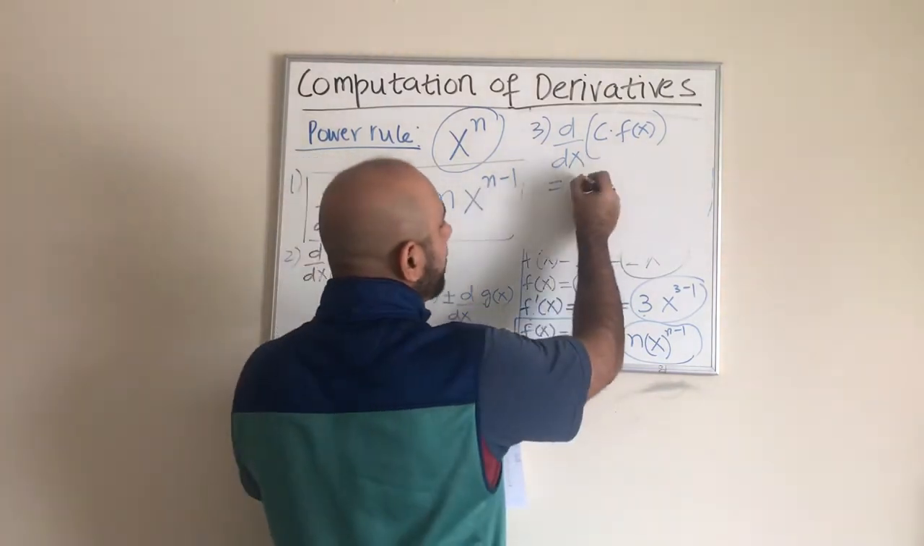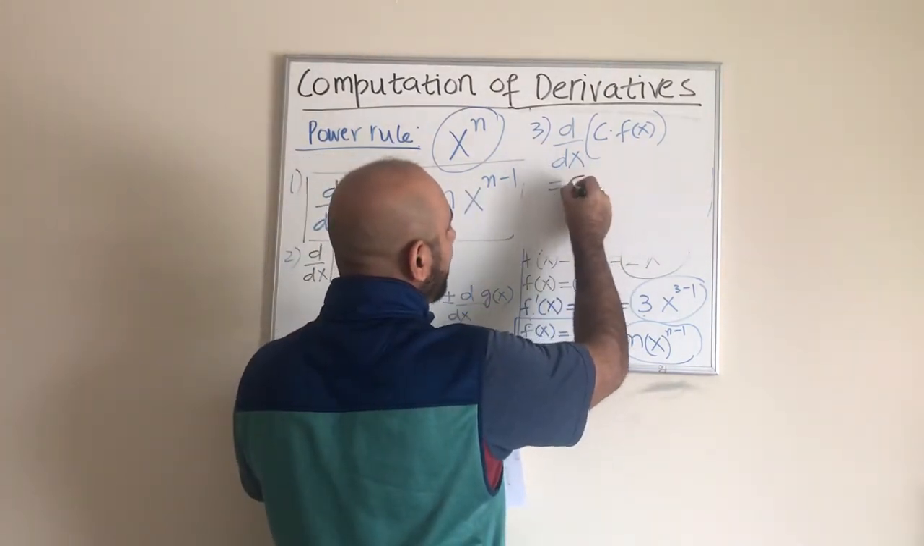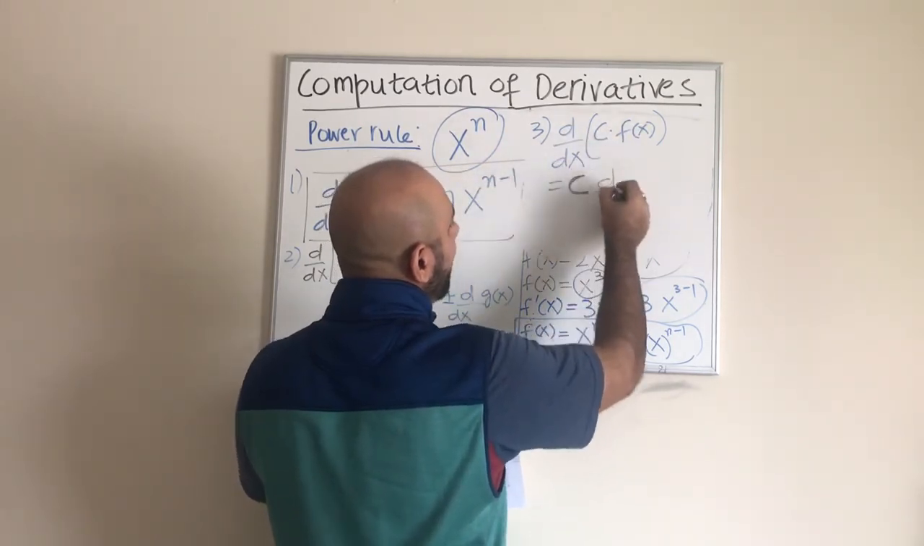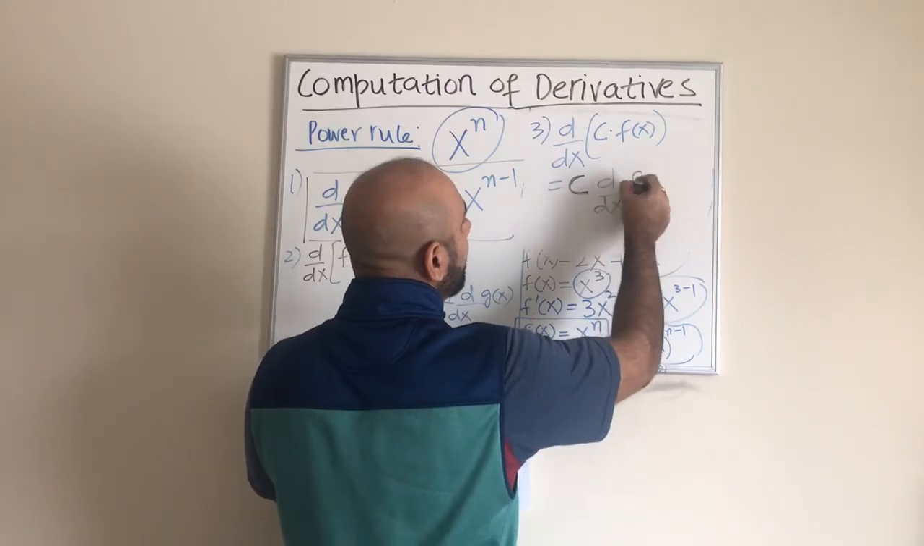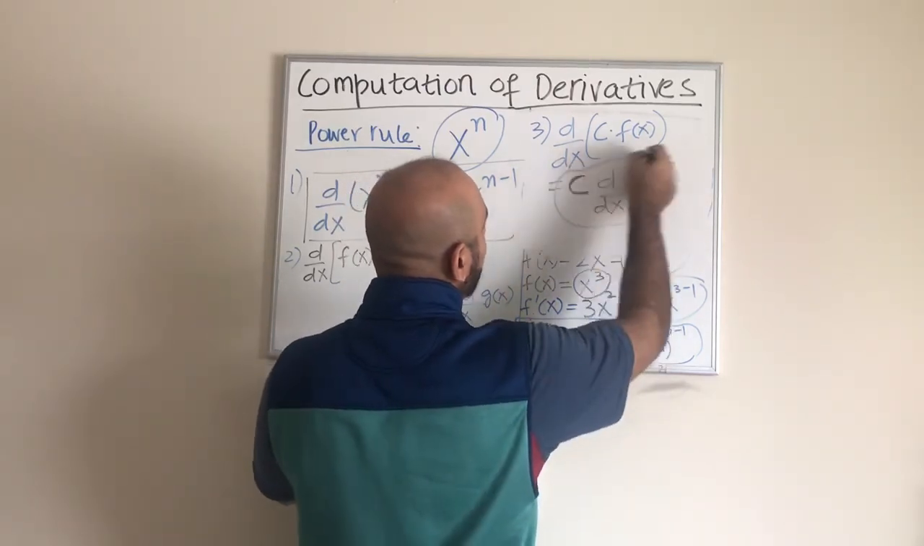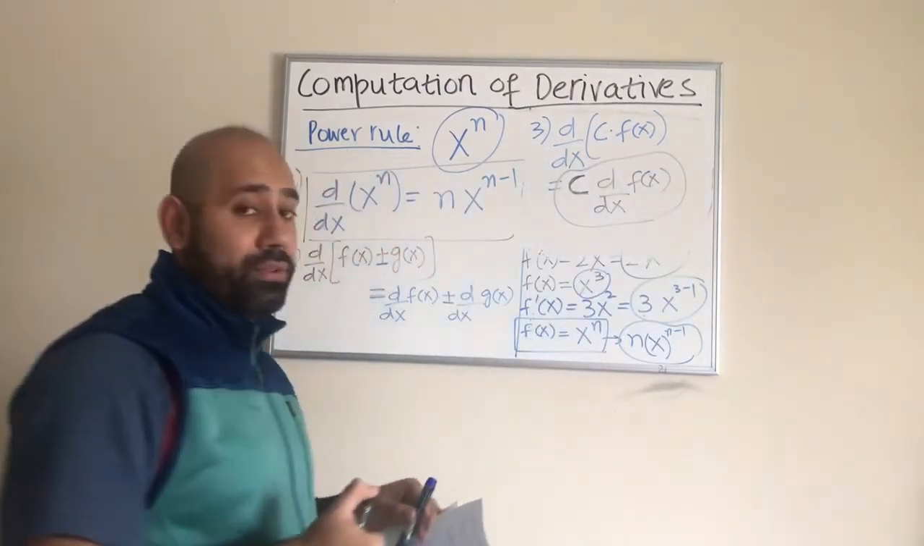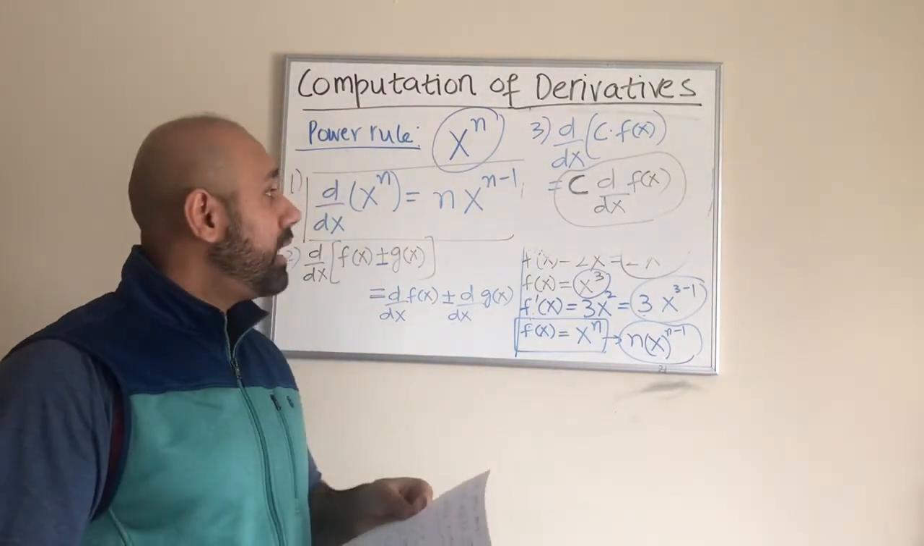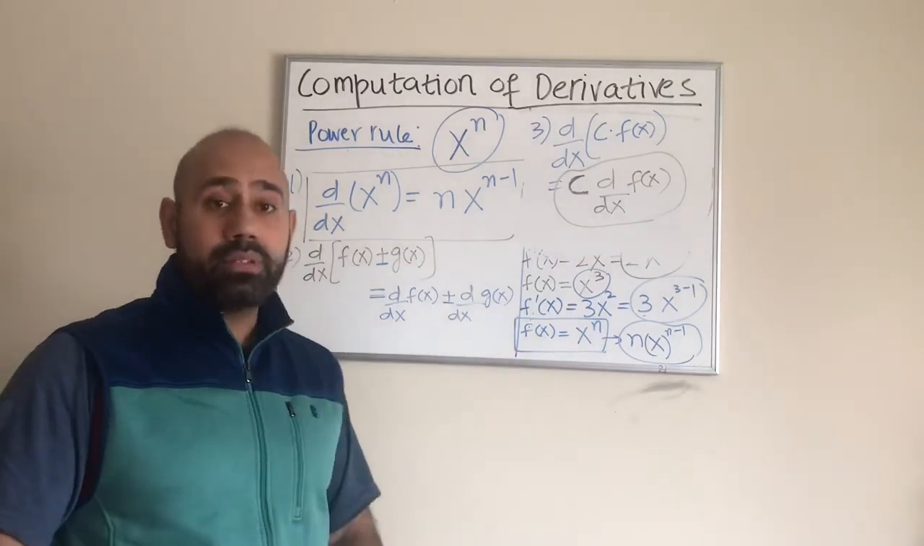So what happens here, guys, the constant just comes outside. So it does not really matter. It just comes outside and then you just have to multiply by the derivative of the function f of x. So that is what we have to do if we have a derivative of a constant times a function. You just take out the constant and you multiply that with the derivative of the function.